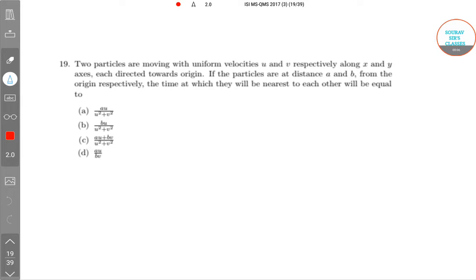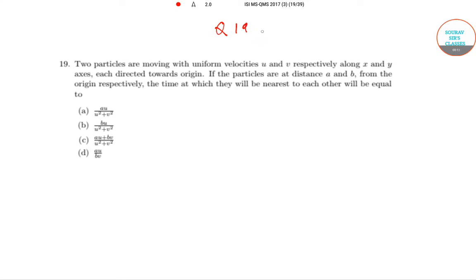Today we'll be solving the ISI MSQMS question paper of year 2017. Today we'll be solving question number 19 and question number 20 on the paper. So let's begin with question number 19.